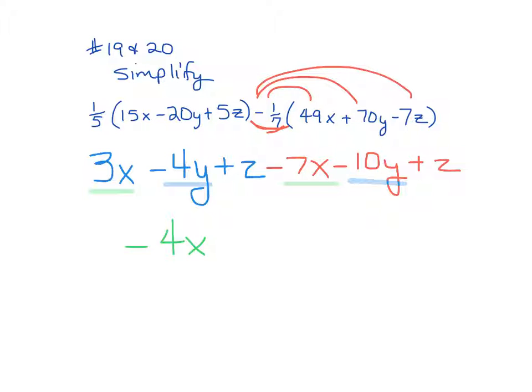Okay, so now I'm going to combine my y's. So -4y minus 10y is going to give me -14y. And then I'll go through and grab my z's. And remember there's a 1 here, so 1z plus 1z is 2z. And you're done.